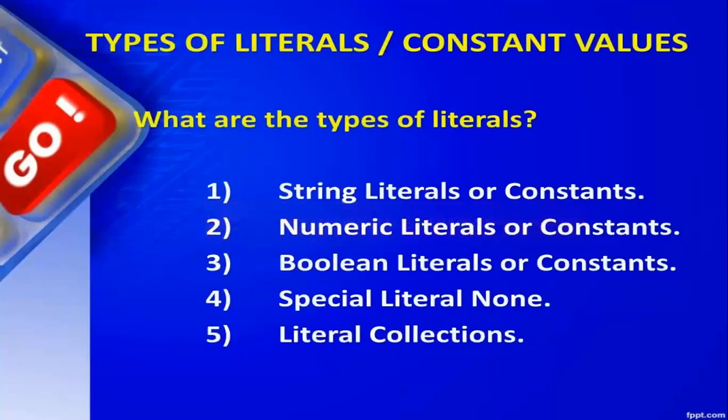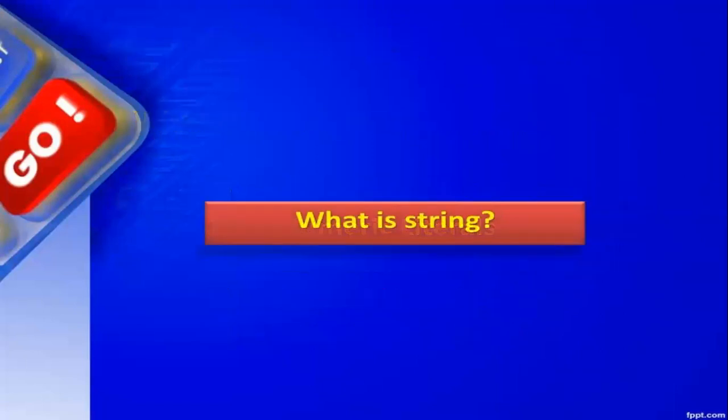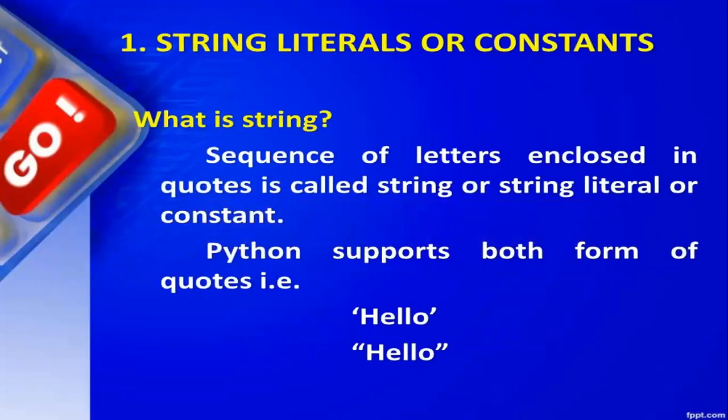What is a string literal? What is a string first? A string is a sequence of letters enclosed in quotes, single quote or double quote. Any sequence of letters, which can be numeric also, enclosed within quotes is called a string or a string literal or a constant.